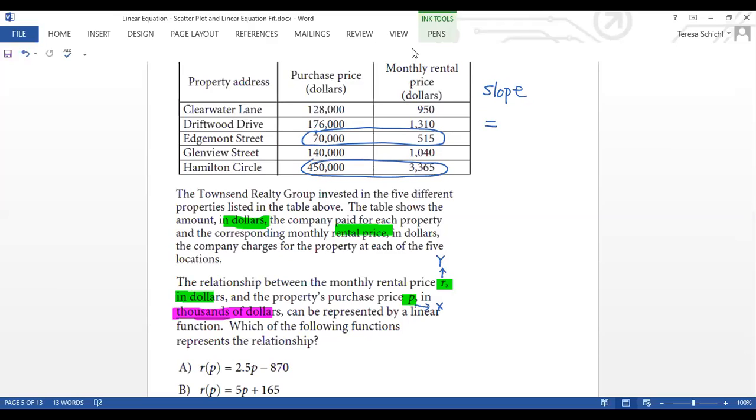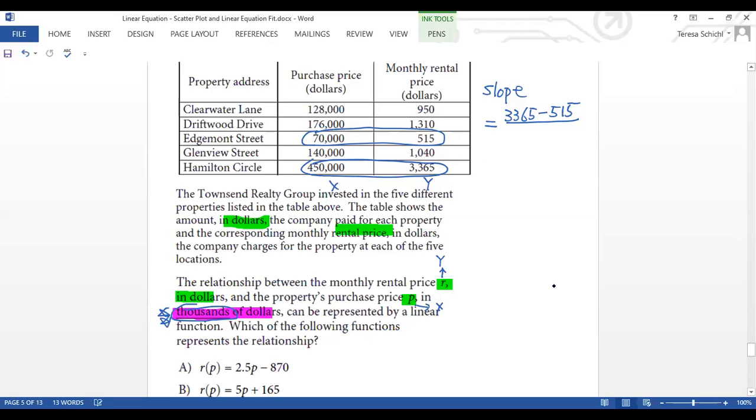Okay, so be careful, this is y, right? So this is y, this is x. So the slope here is y2 minus y1. So it's 365 minus 515 here. Then the x is here. So here we need to be very, very careful.